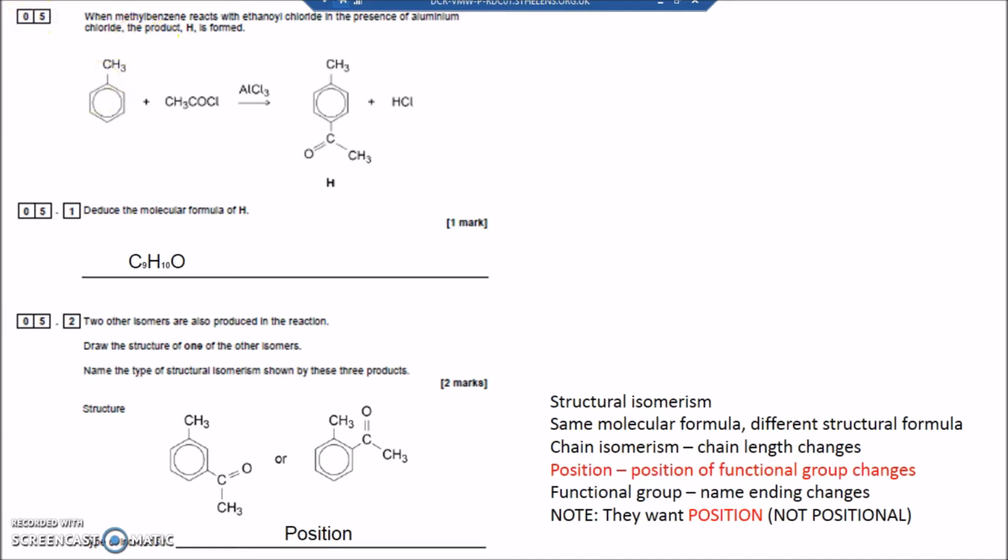So what actually happens here is this CH3COCl reacts with the AlCl3. The AlCl3 removes Cl- and leaves CH3CO. It's the C that's not got enough bonds. It's bonded to the CH3 and it's got a double bond to the O, so it's got 3 bonds instead of 4, so it's got a plus on it.